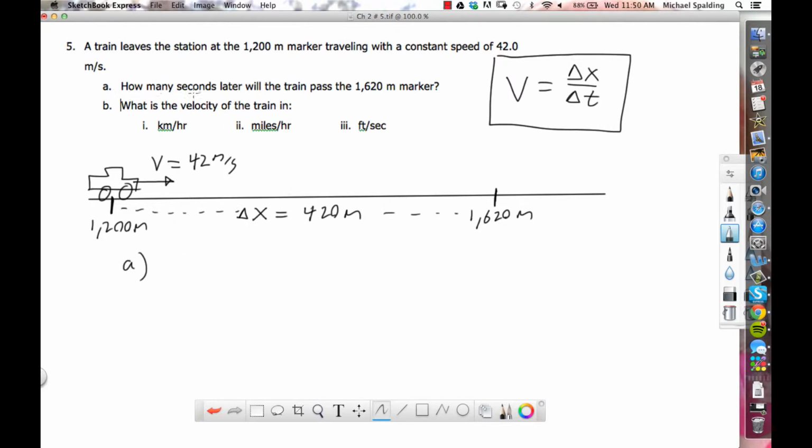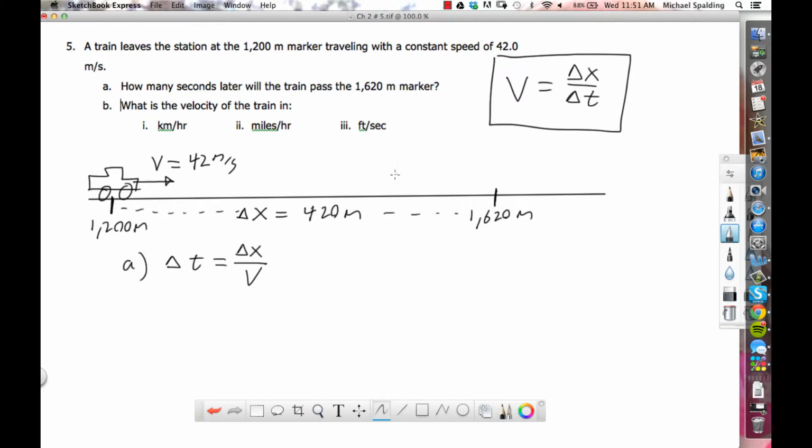The question says, how many seconds later will the train pass the 1620 marker? So taking this equation, solving for time, we get what? Time will be what? Delta x over v. So that's algebra there.